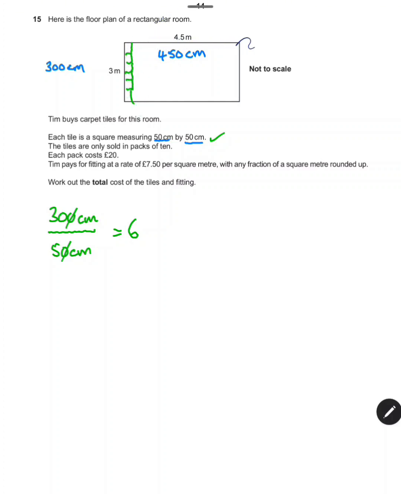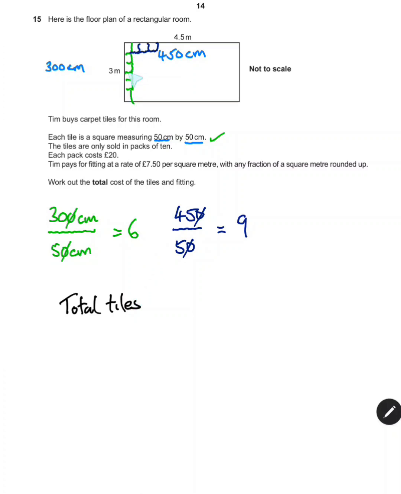I can do the same working across the diagram. Each tile is 50 centimetres. So I'm going to see how many 50s fit into this measurement. So I'm going to do 450 divided by 50. That's the same as 45 divided by 5. And 45 divided by 5 is 9. So there are 9 tiles fitting across the diagram. We can work out the total tiles.